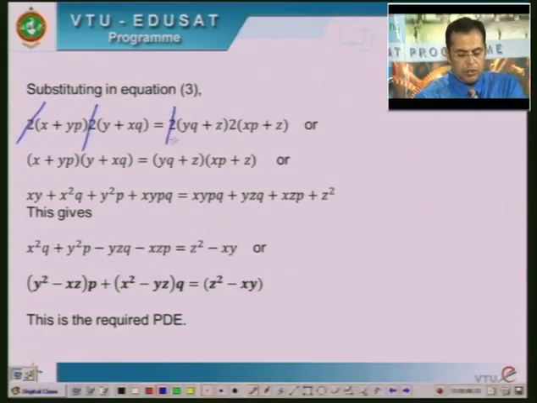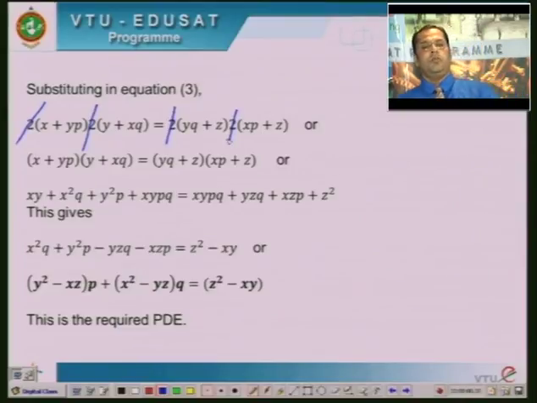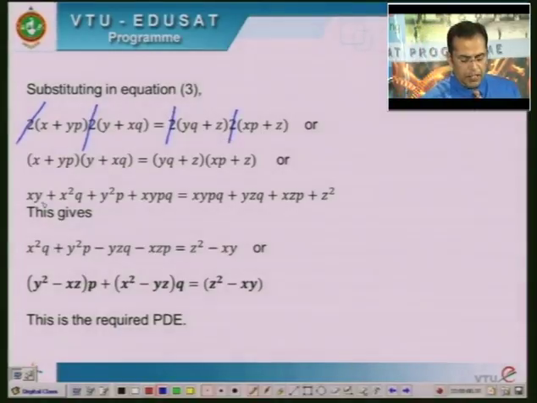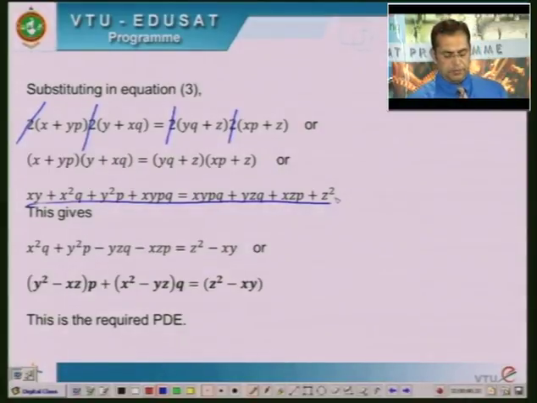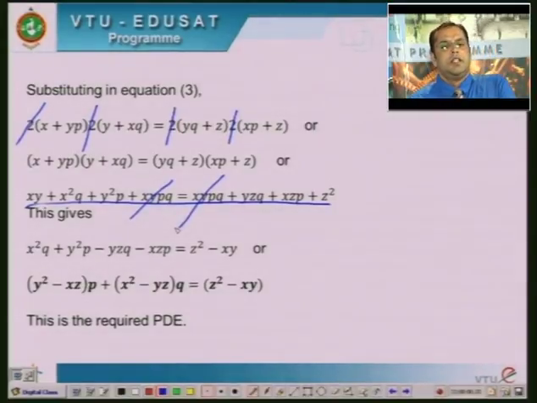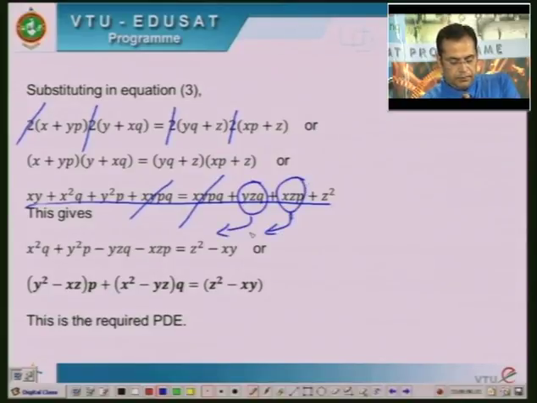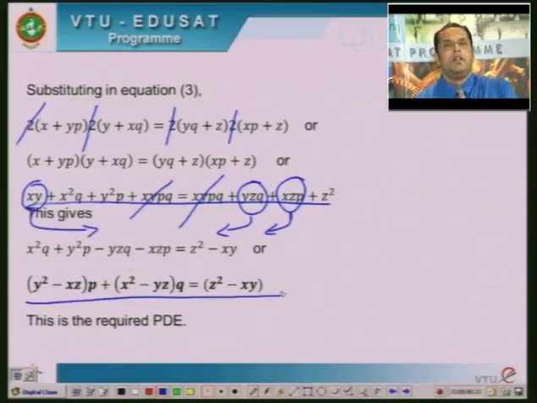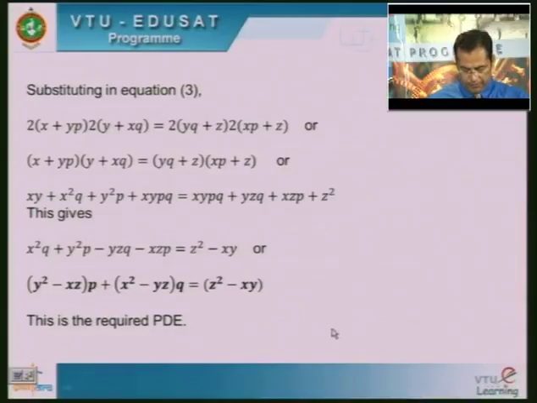So, cancel 2 into 2, 4 on both sides and then multiply across, cancel the terms which are equal terms and shift PQ terms to LHS, terms not containing PQ to RHS to get you finally this expression: y square minus xz into P plus x square minus yz into q equal to z square minus xy, which will be the required PDE.